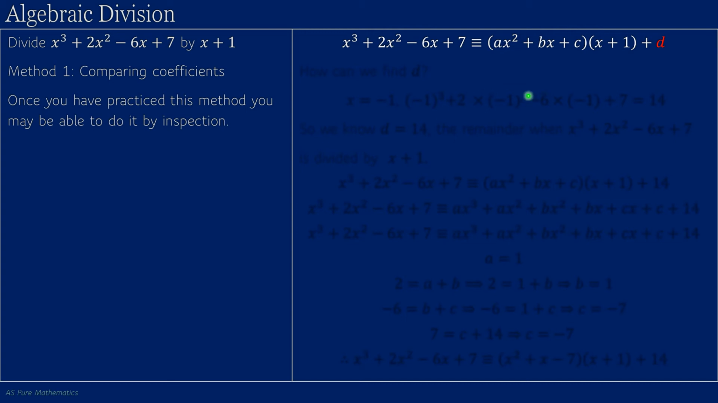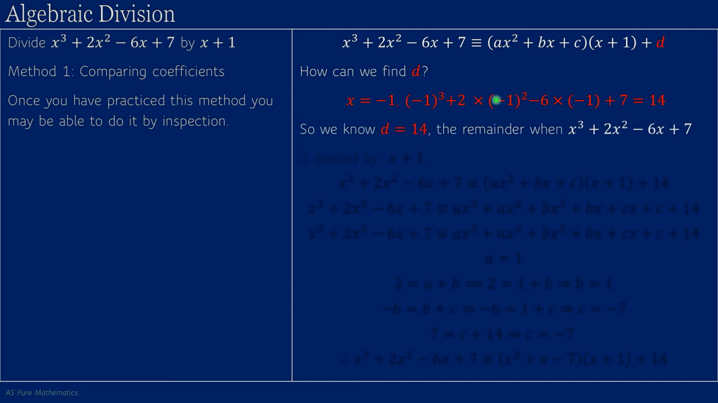So I know that I've got a quadratic and I've got this plus d on the end. I'm going to see whether I've got a remainder. I need to substitute -1 into the original polynomial in order to work out what that remainder is going to be. And when I do that, this time I've got 14. So we know that d is equal to 14, which is the remainder when our polynomial is divided by x plus 1. So when I write it out, I've got a plus 14 at the end this time, rather than being able to ignore it because it was a factor before.